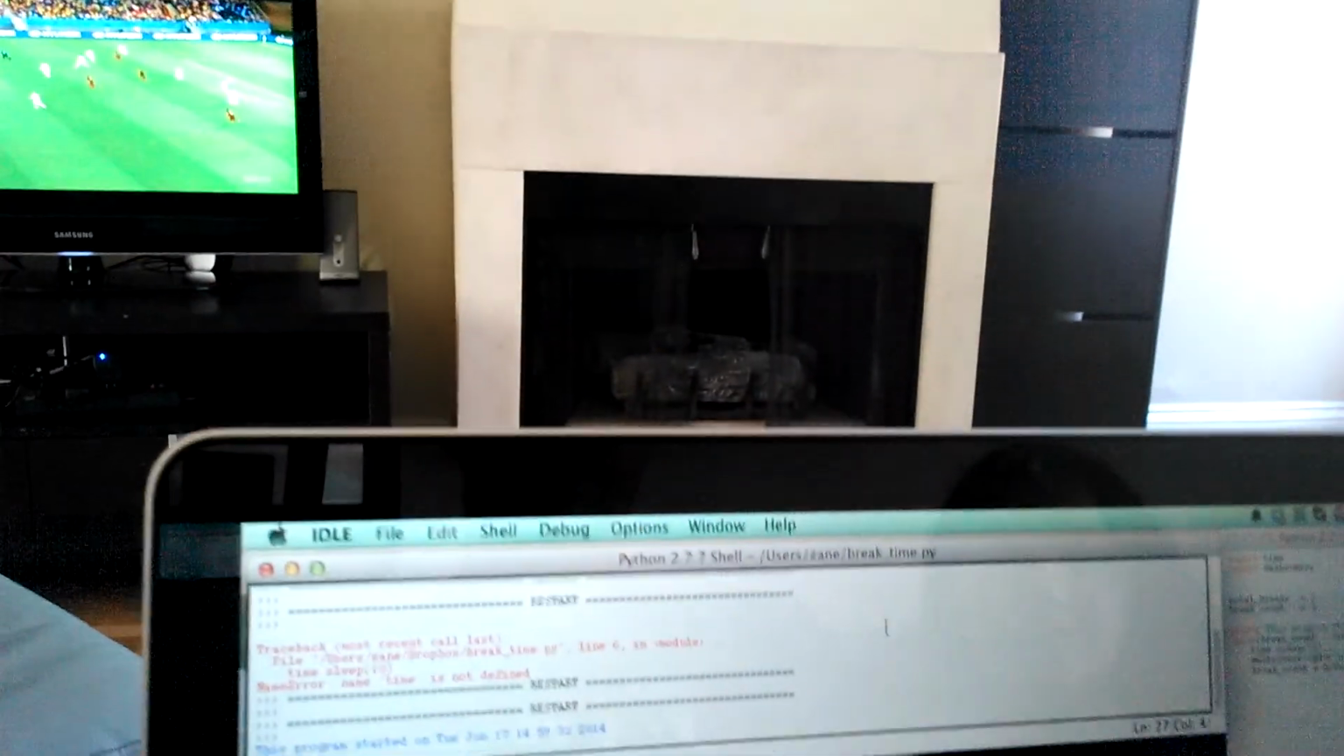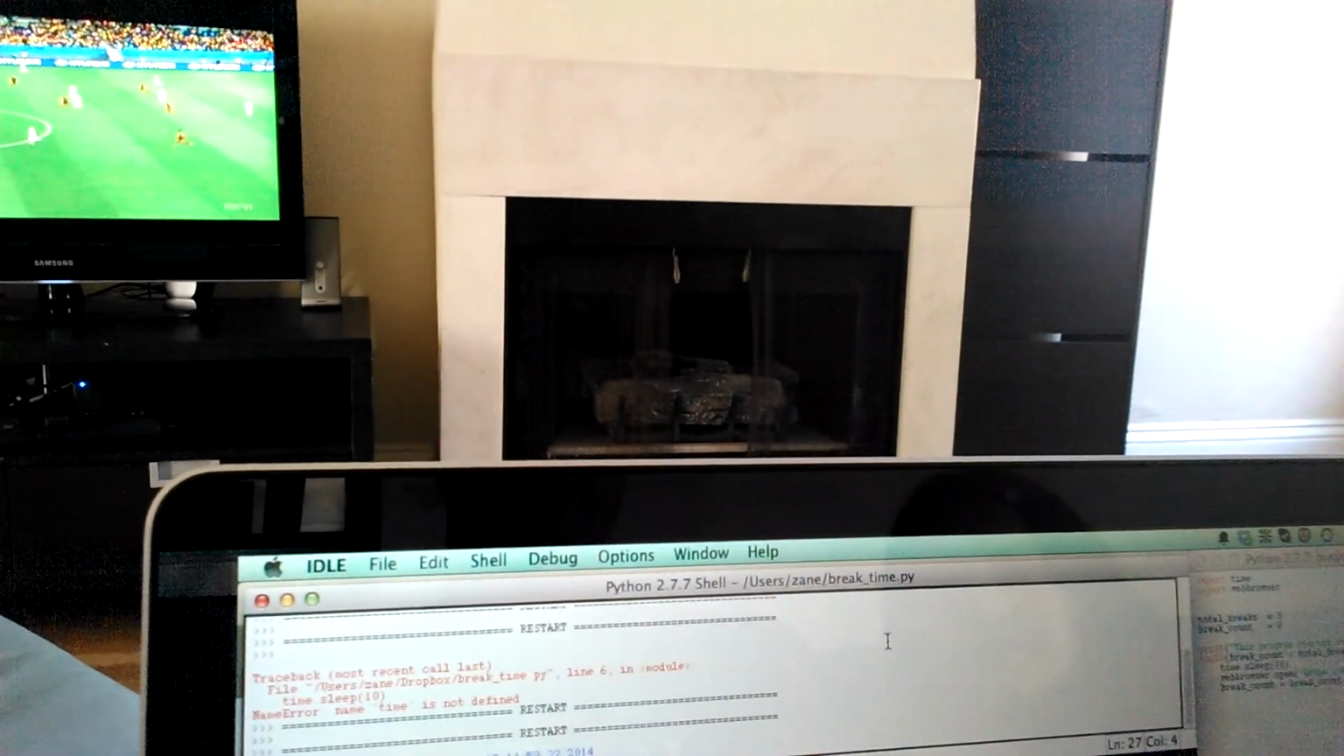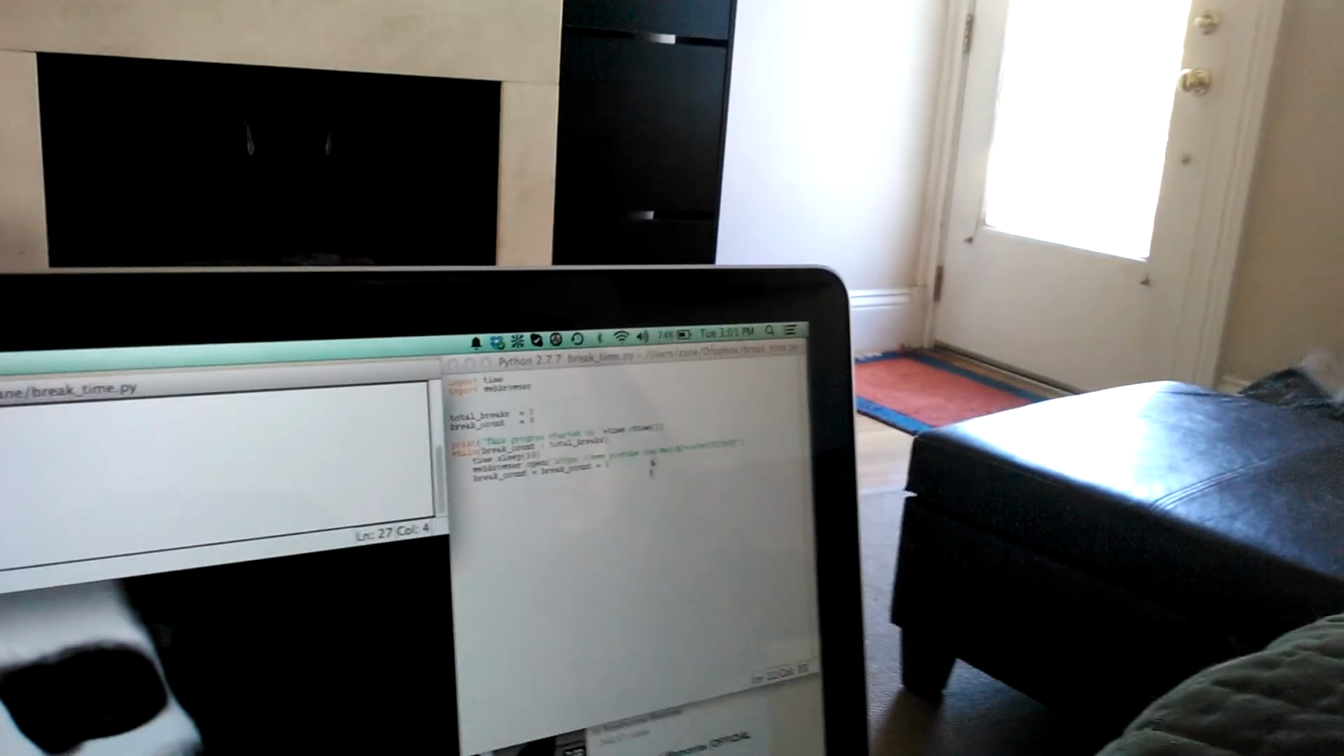This lesson, we're writing a program called break time, and essentially the program is going to provide us a total of 3 breaks separated by 10 seconds for this example. Okay? So what we have here is the Python IDE interface, the IDLE interface, and then the break time script that we wrote.